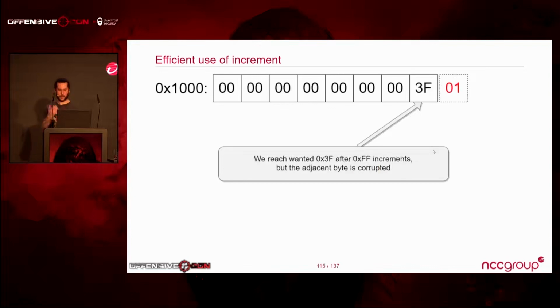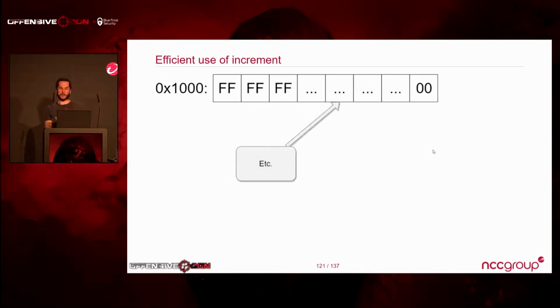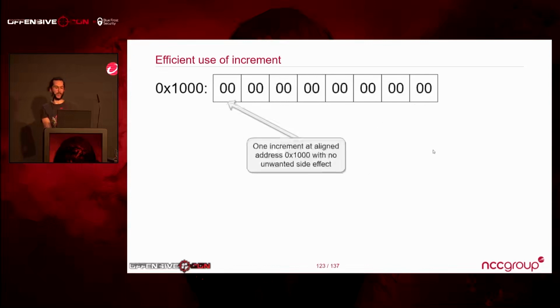So the trick to avoid that is you can reset the previous value, the whole 64 bits, to 0, and the way to do that is you set every byte to FF. So you start with the first technique, with the misaligned increments, and you do FF, FF, FF, and once you reach full FF, you do an aligned increment on the 64-bit value, and basically it's going to overflow, but it's not going to overflow memory. It's just going to overflow the 64-bit value, but it doesn't matter, and you don't have any side effect.